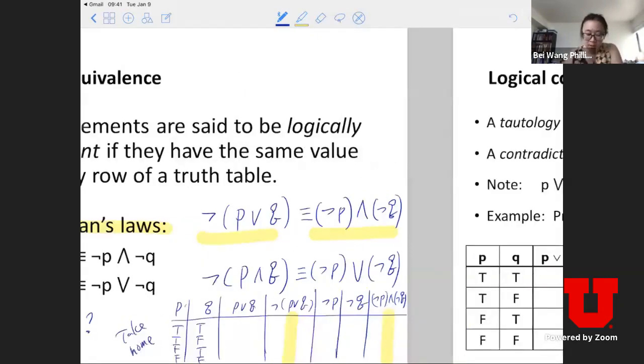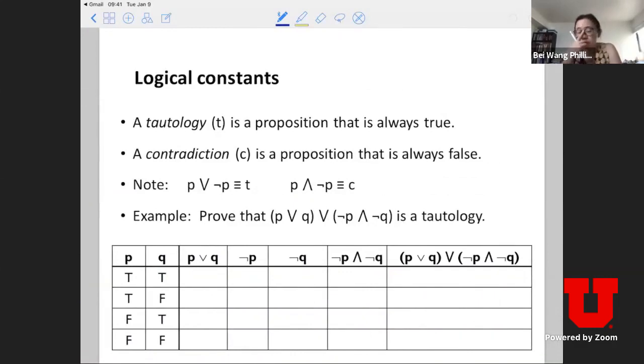Okay. All right. So there's a few logical constants. There's two. One is called tautology, which is represented by T. This is a proposition that is always true. A contradiction, with the variable C, is a proposition that is always false. So let's give an example. If I'm thinking about a variable P and a negation of P, the statement is that P or not P is logically equivalent to tautology, which is T.